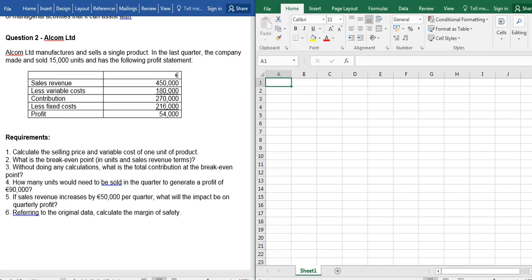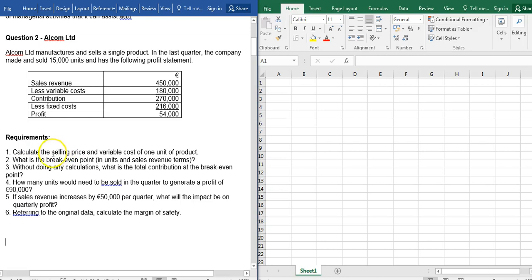This recording is going to look at the Alcom question focusing on CVP analysis. So this is just a revision of the question we went through in class, just to make sure we can consolidate our knowledge and we're covering the key topics. In this question, you're given the total profit statement, and you're told they made 15,000 units. And your first question is selling price and variable cost of 1 unit.